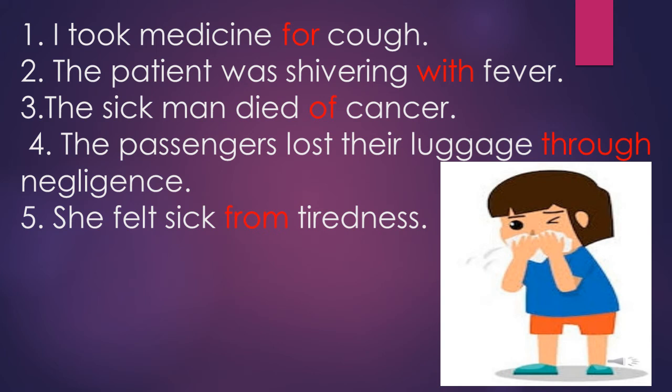So students, here for, with, of, through, from, all these words are prepositions which are expressing the relation. That means they are expressing the purpose or the reason. They are showing the relation of purpose or reason between the noun and the other words of the sentences. Okay.